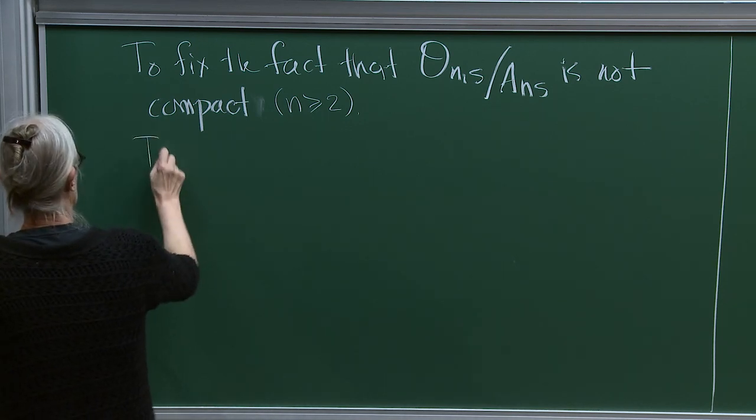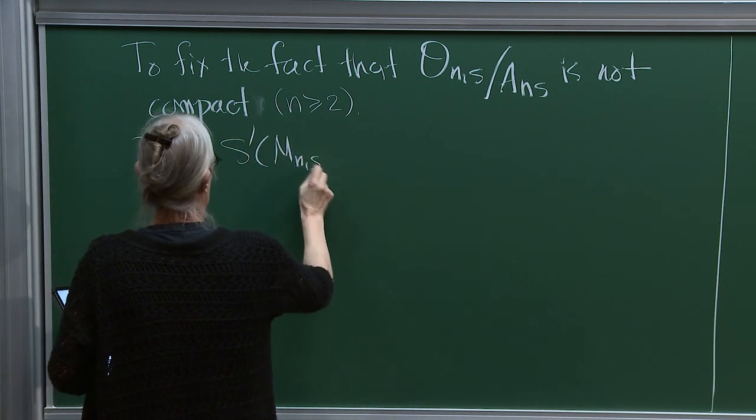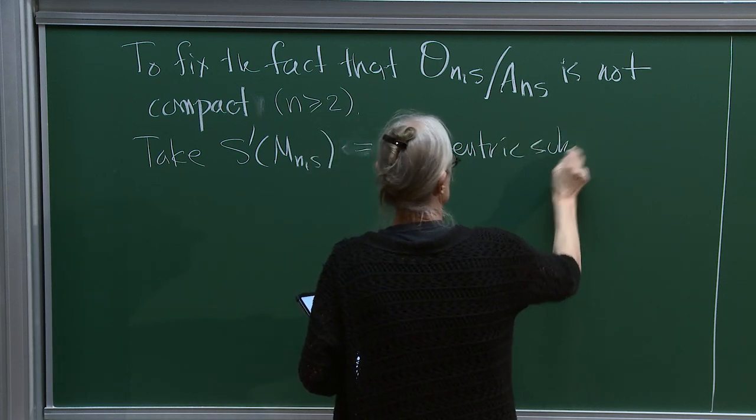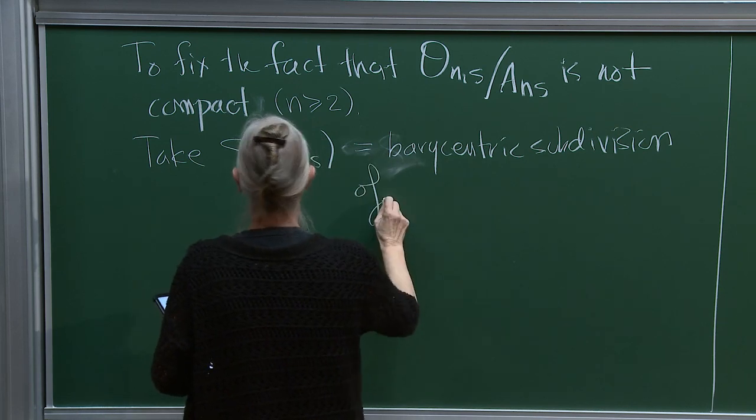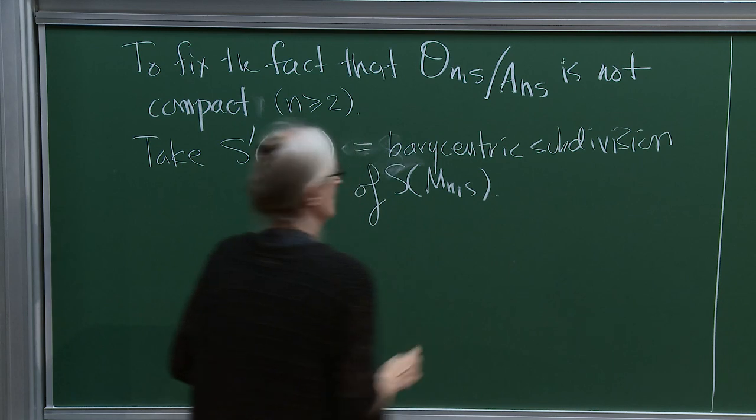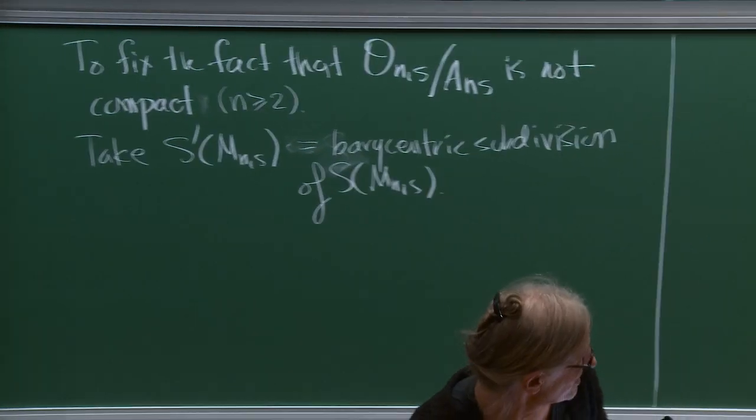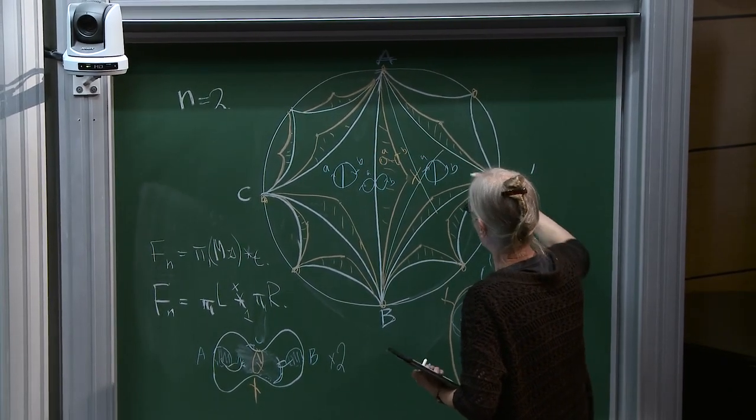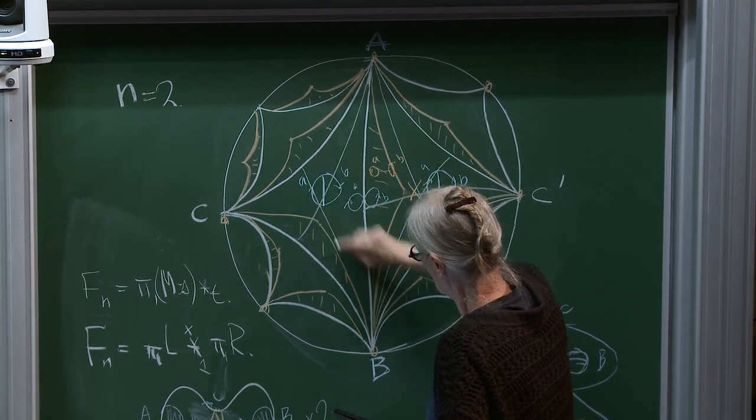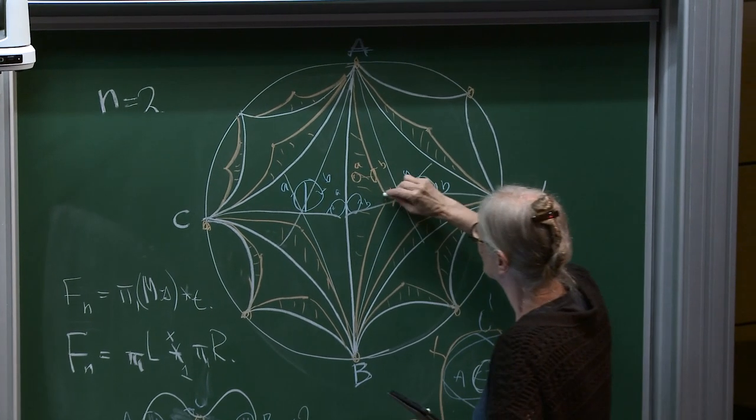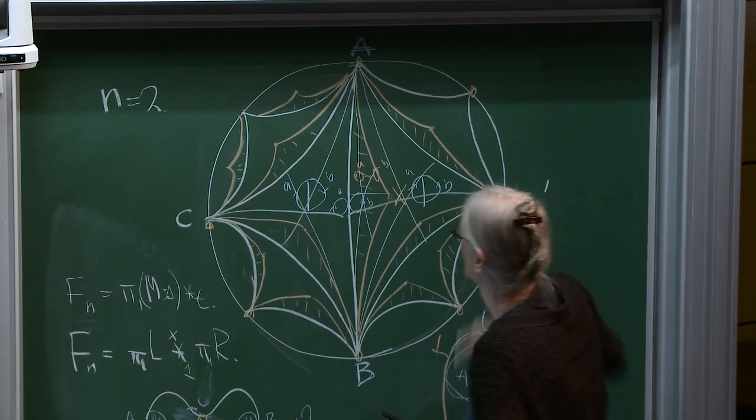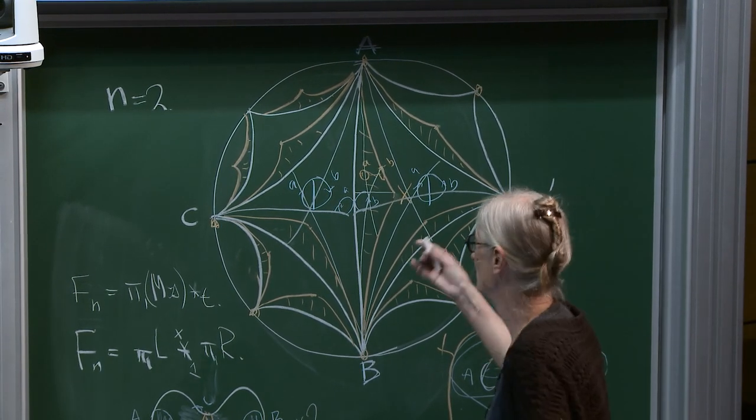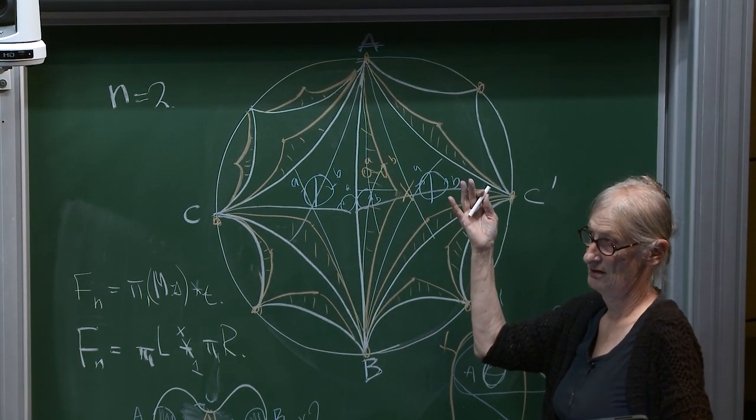I'm going to take the barycentric subdivision of S, M, and S. Okay, so let me do that. Do this in two stages. I'll take the barycentric subdivision. It'll definitely start to look messy in my picture. And I can keep going, but you get the idea, right? I divide every triangle into 6 triangles. And so I now have a simplicial complex, which is a refinement of the simplicial complex I started with.